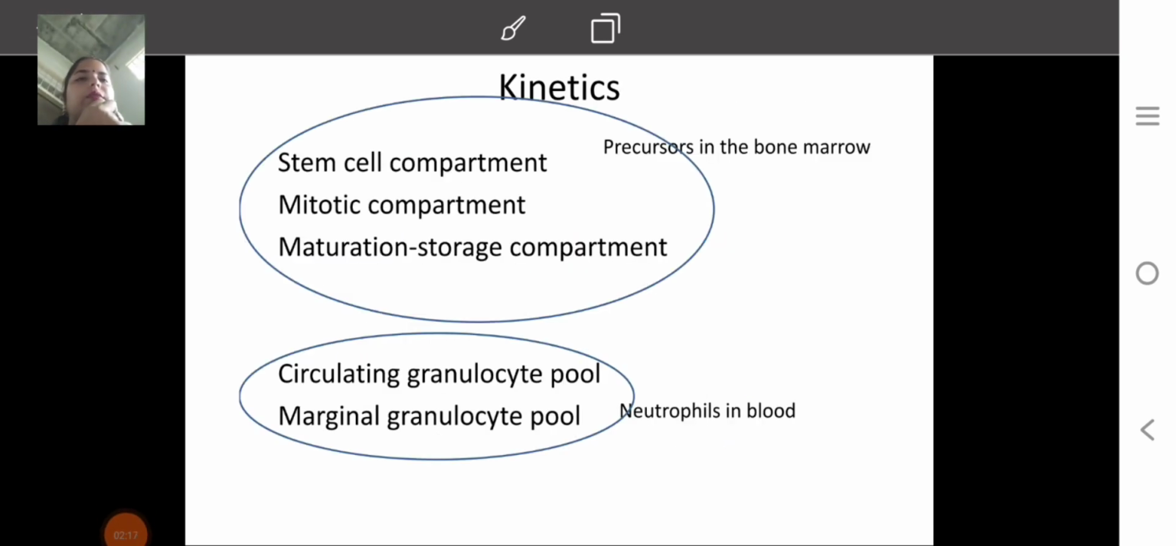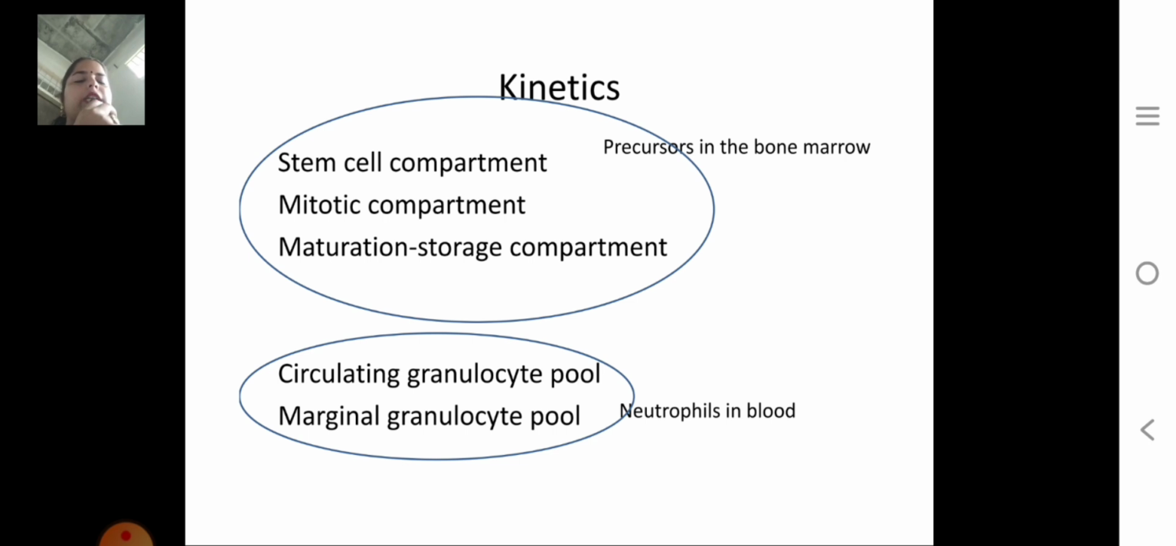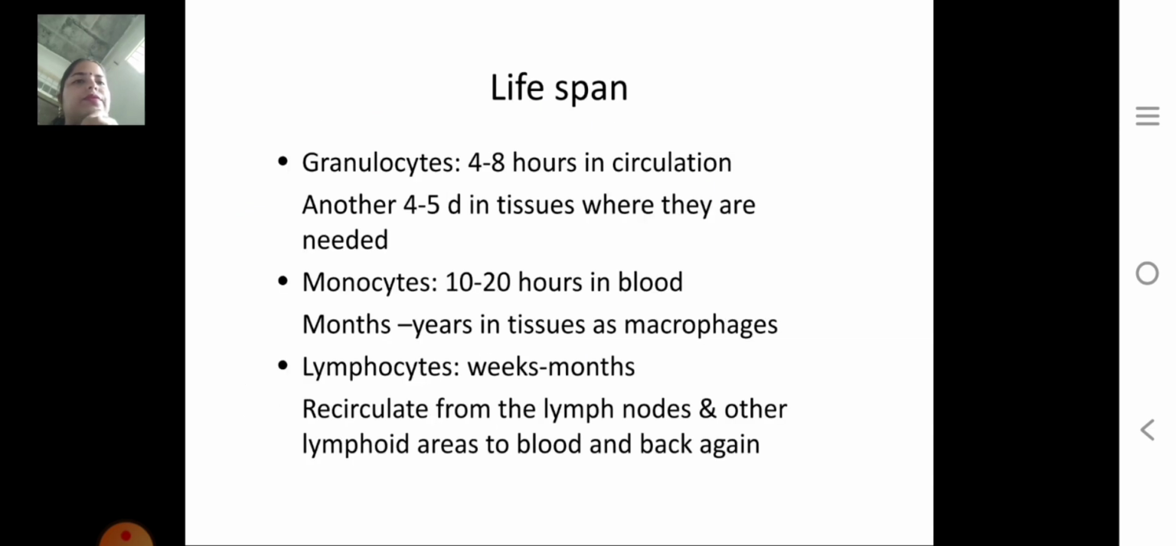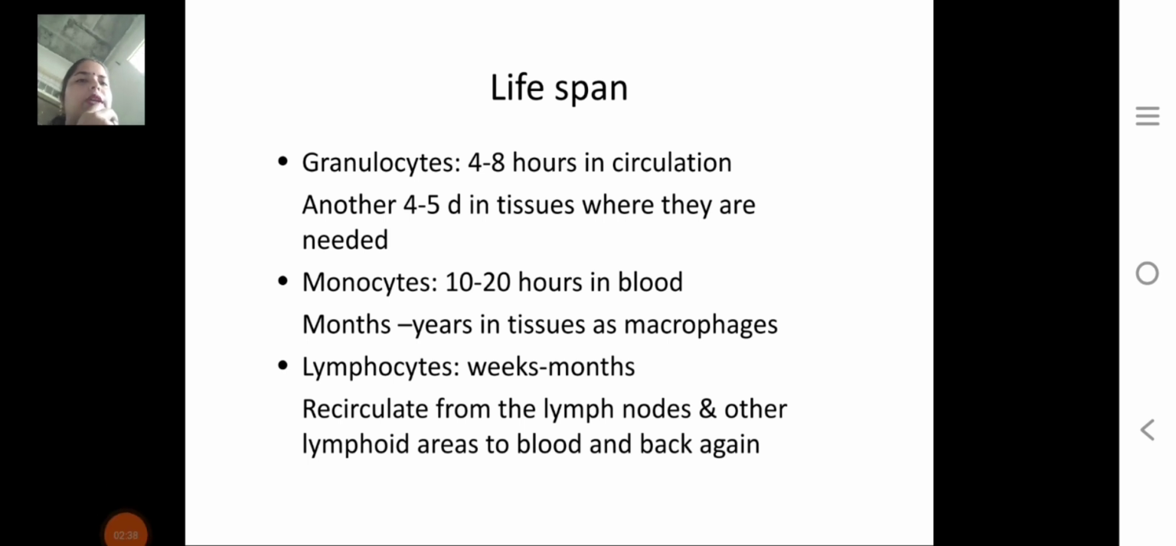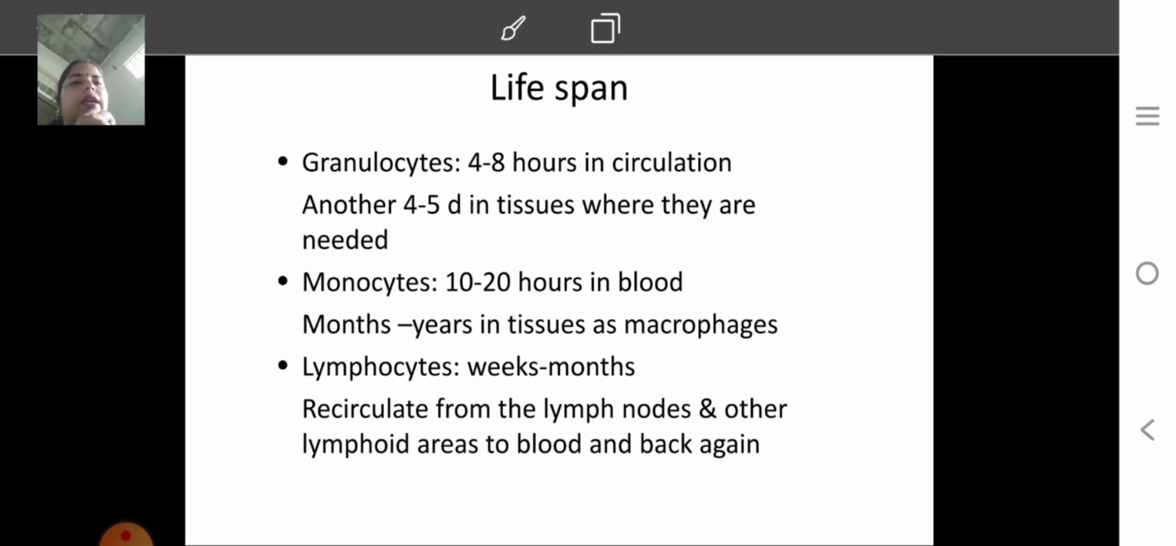Next are the kinetic compartments: the stem cell compartment, the meiotic compartment, the maturation storage compartment, the circulating granulocyte pool and the marginal granulocyte pool. There are the neutrophils in blood and precursors in bone marrow. Lifespan: granulocytes live 4 to 8 hours in circulation, then another 4 to 5 days in the tissue where they are needed. Monocytes live 10 to 20 hours in blood, then months in tissue as macrophages. Lymphocytes live weeks to months. They recirculate from the lymph node and other lymphoid areas to blood and back again.